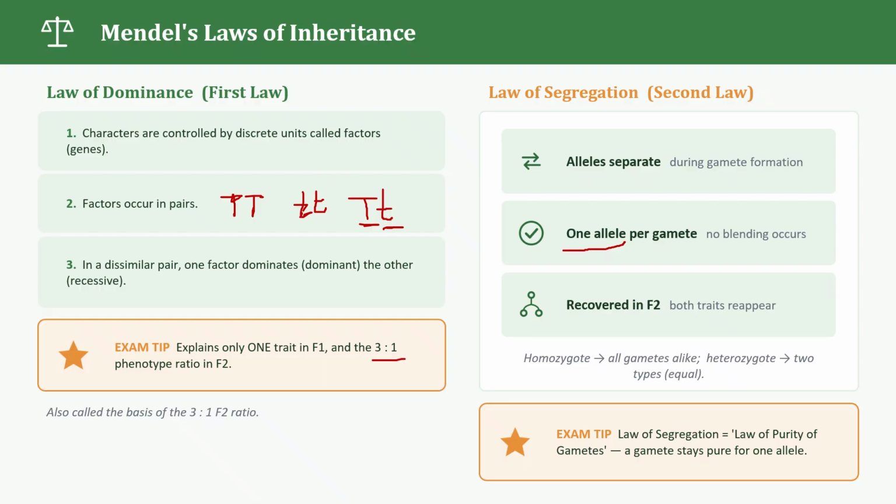A homozygous parent produces one type of gamete. Yes, a homozygous parent produces one type of gamete. And a heterozygous parent produces two kinds of gametes in equal proportion. So this law is also called the law of purity of gametes.